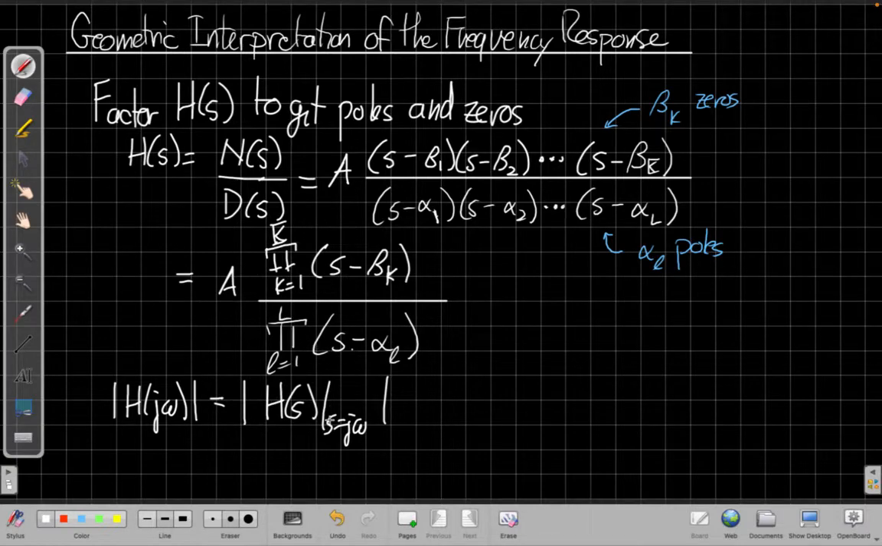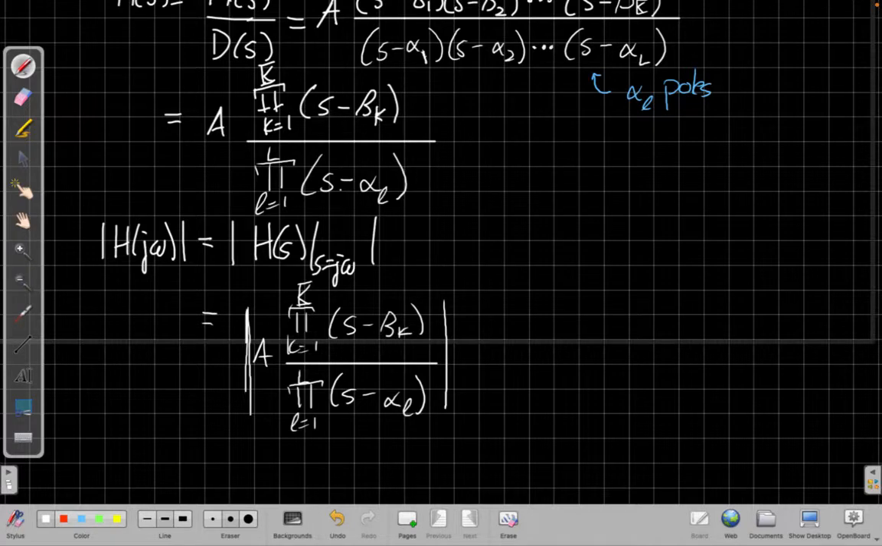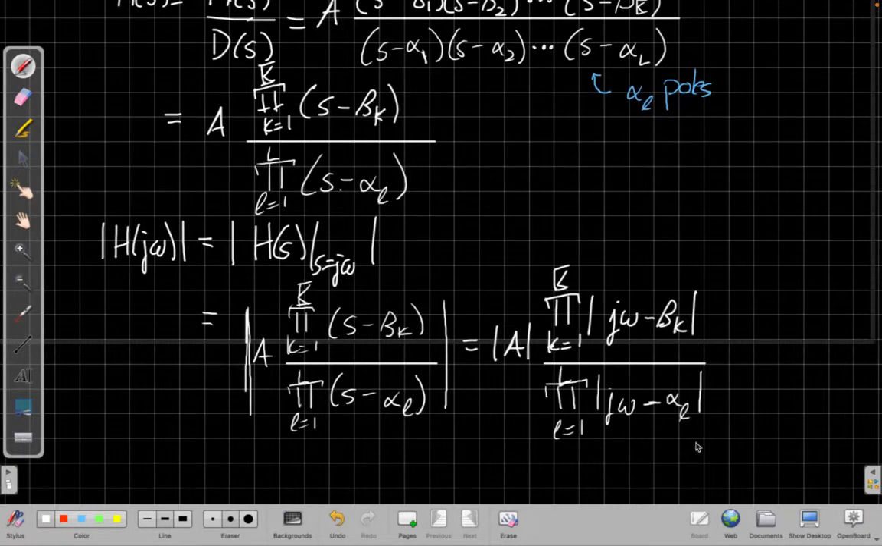The magnitude of a product is just the product of the magnitudes. So if I scoot this up, I can make some space. Now I have the magnitude of the whole product from above, and I'm going to break it out using that the magnitude of a product is a product of the magnitudes. So now I've broken this down. I just realized these s's here should have already been j omegas. Let me fix that.